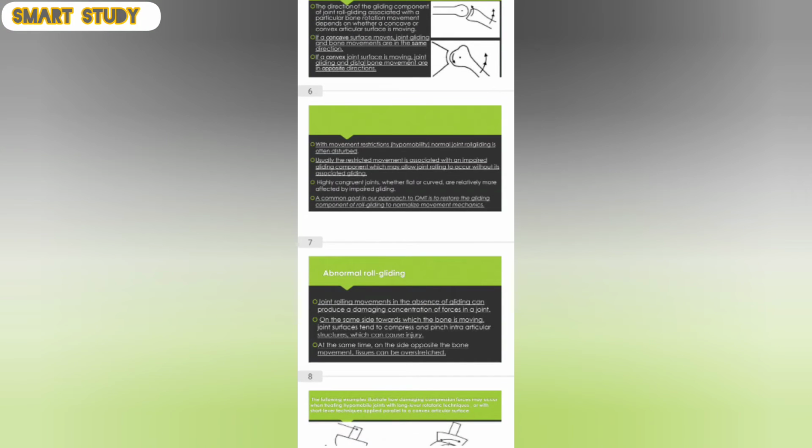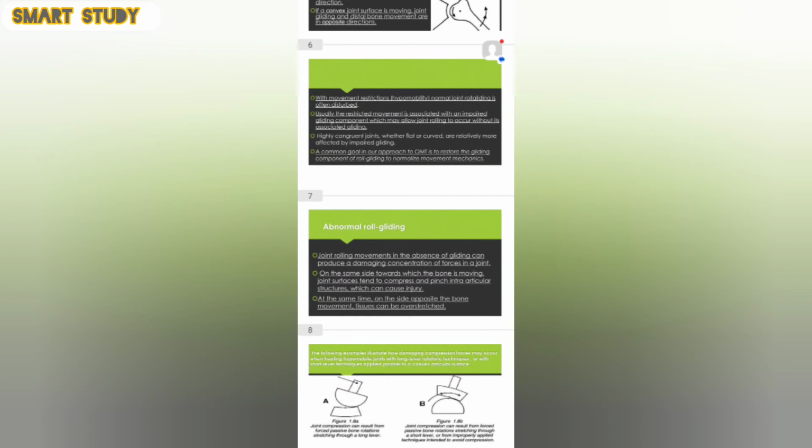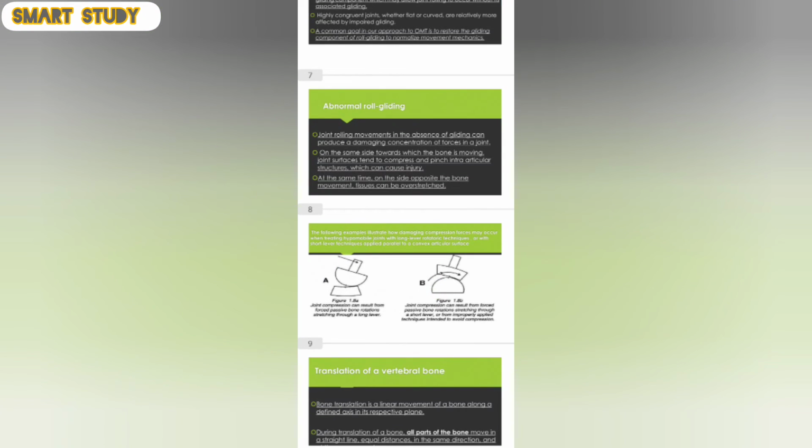With movement restrictions, or hypomobility, normal joint roll gliding is often disturbed. Usually the restricted movement is associated with an impaired gliding component, which may allow joint rolling to occur without its associated gliding. Highly congruent joints, whether flat or curved, are relatively more affected by impaired gliding. A common goal in our approach to OMT is to restore the gliding component of the roll gliding to normalize the movement mechanics.